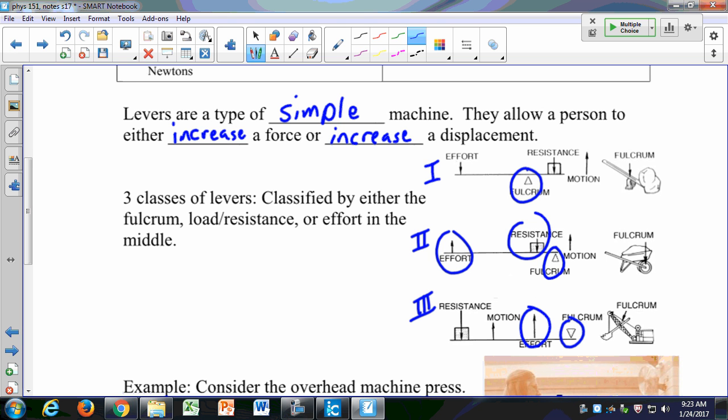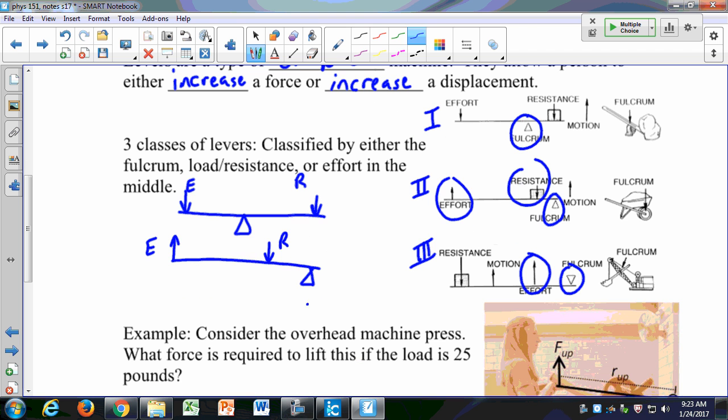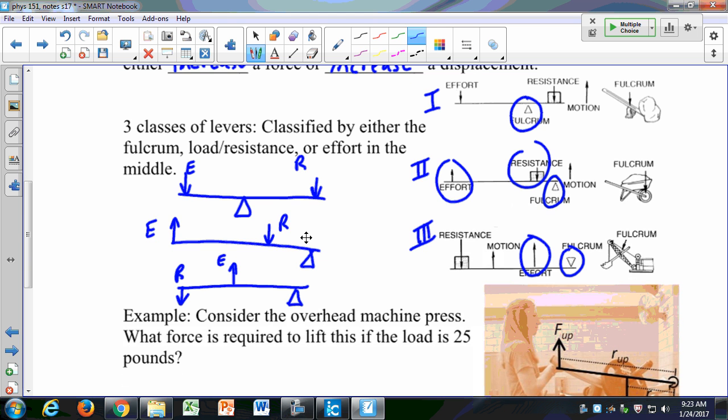All right, so if you can just sort of sketch these out again. With class one, this is like your teeter-totter. This is effort, this is resistance. Class two, this is like a wheelbarrow, there's your fulcrum. This is our resistance, this is our effort. And then class three, this is our effort, and this is our resistance here. All right, so know those three classes of levers. You'll see some questions where you have to look at those.